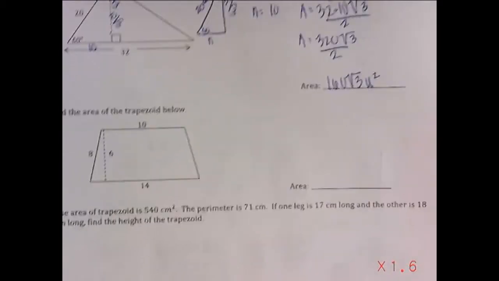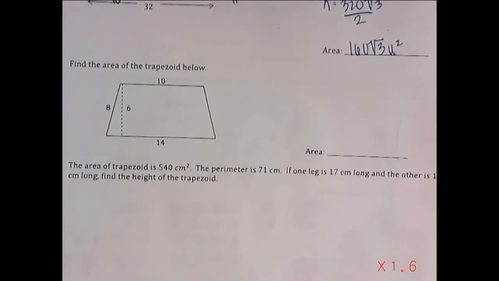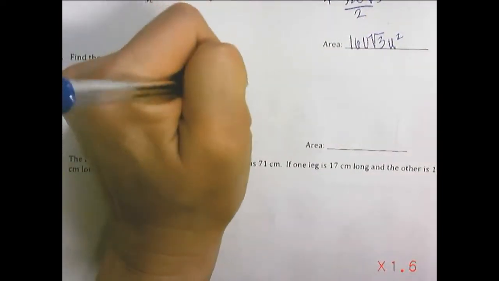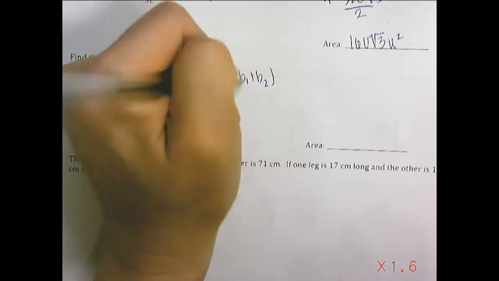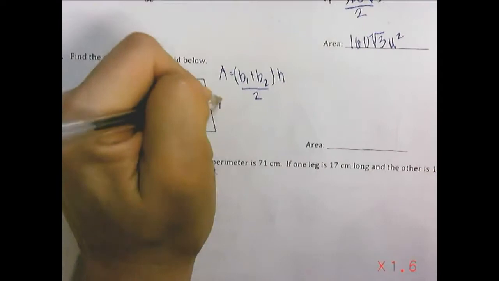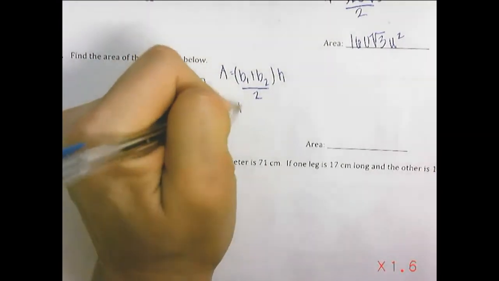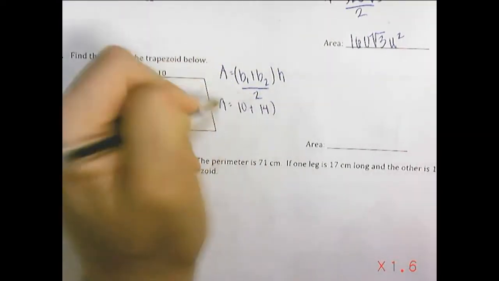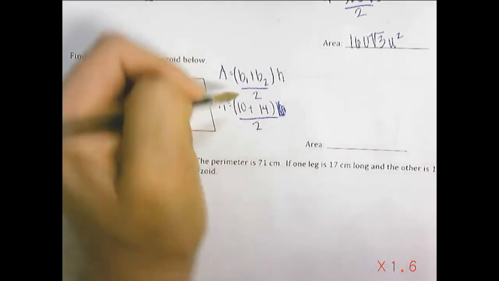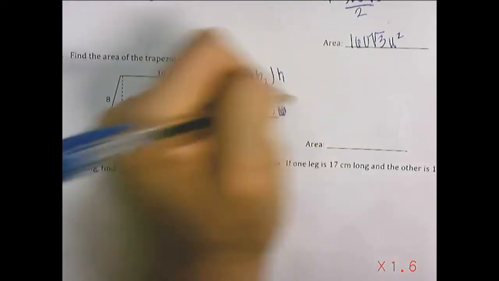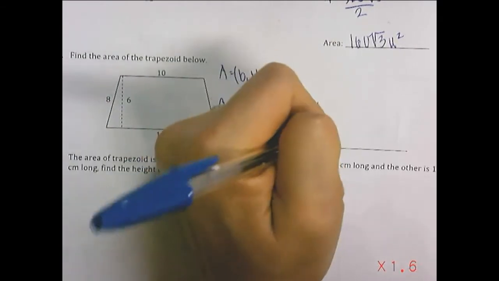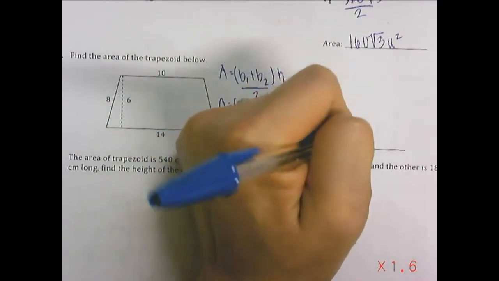Okie doke. Moving down to number 6. Area of a trapezoid. Area equals B1 plus B2 times your height divided by 2. Well, I have both my bases and my height, so this problem is pretty straightforward. 10 plus 14 times my height, which is 6, over 2. That would be simplified down to 144 over 2, which equals 72 units squared.